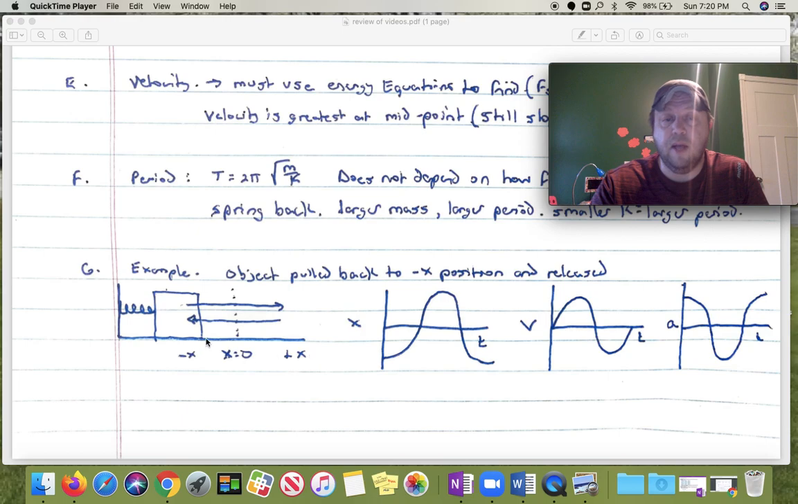Remember, I said when the object's over here at the leftward position, that's when it has maximum positive acceleration. So notice the x position graph is negative, and the acceleration graph is maximum positive at that point. So the position and the acceleration graphs are always just opposite from one another.